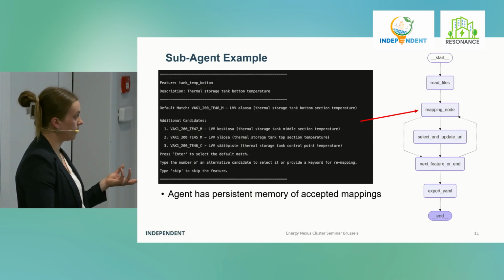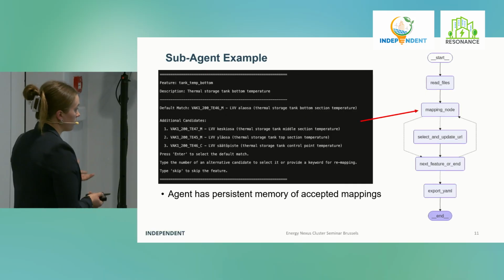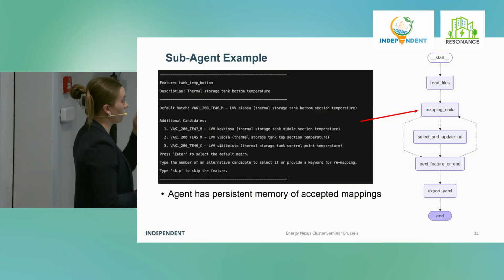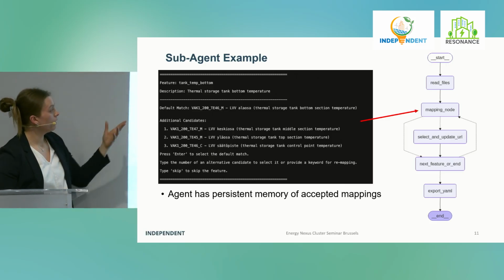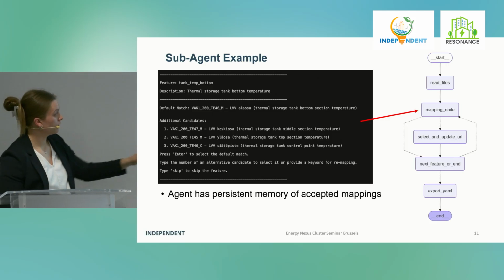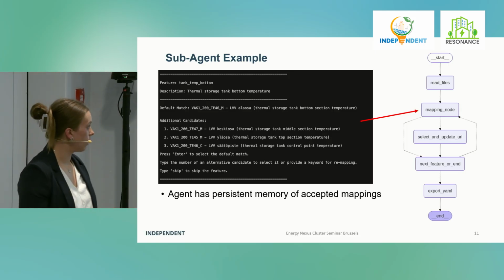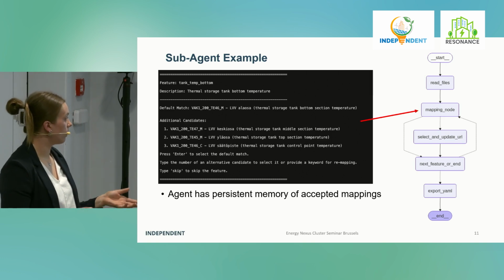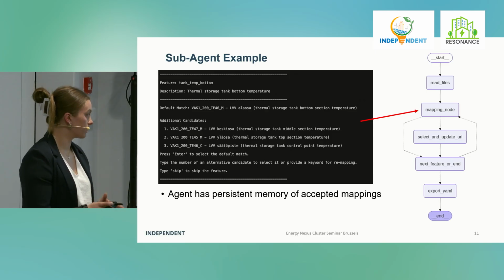Then in the mapping node, the agent will analyze both the resource endpoints and the model features and then provide a mapping between the two. Here's an example of what we have at the moment. From the model, we can find a feature called tank temp bottom, and the agent will suggest a match from the resource. You'll have options to just accept it, choose additional candidates, or provide keywords if this is not the best possible match.